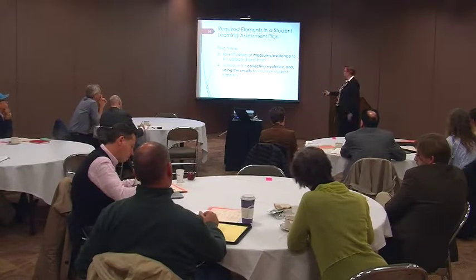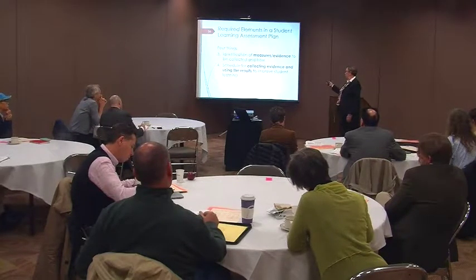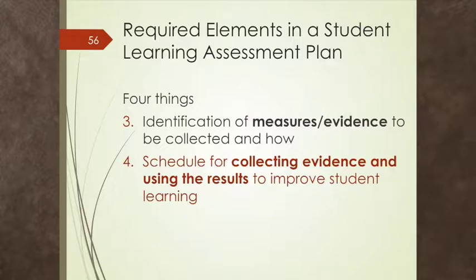So the fourth thing is a schedule for collecting that evidence, using the results to improve student learning. So there needs to be a time, I would suggest annually, that the program gets together and looks at their student learning outcome assessment results, discusses them, figures out how they're doing, what's not working, what's working, and puts together a plan of action on how to move forward.